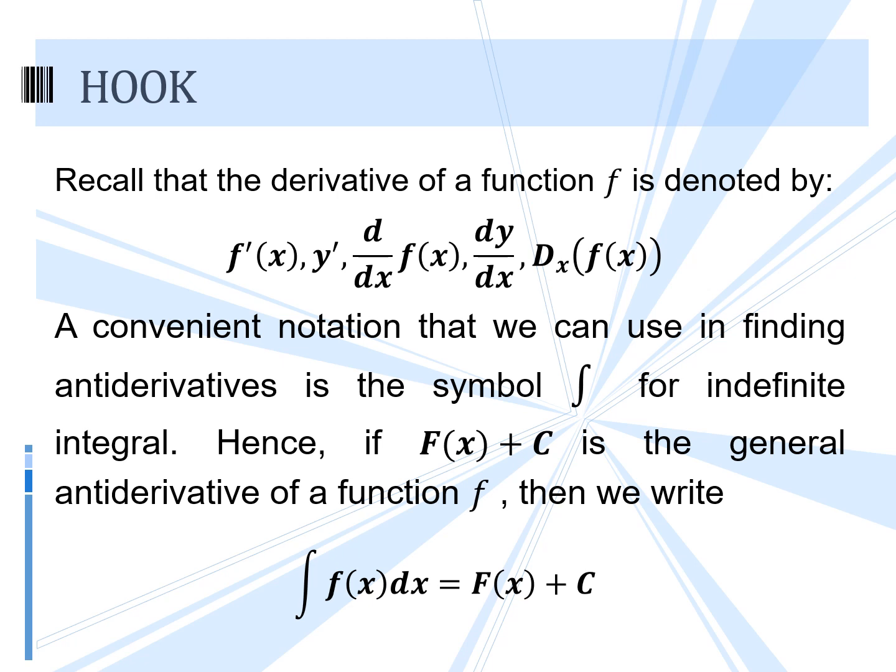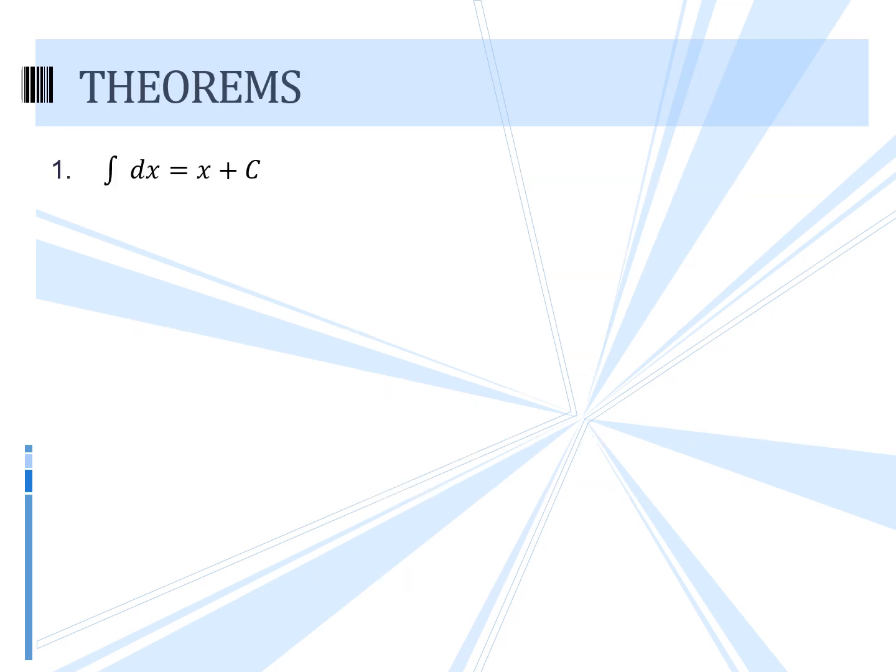With your knowledge that antidifferentiation is the inverse process of differentiation, you now know how to find the antiderivative by working backwards using the derivative formulas. However, the task can be painstaking when it comes to complicated functions. Useful theorems can be utilized to easily find the general antiderivatives of functions. Considering that antidifferentiation is the inverse process of differentiation, the following theorems can be easily proved from their corresponding differentiation theorems.